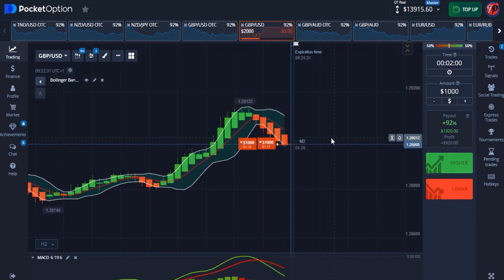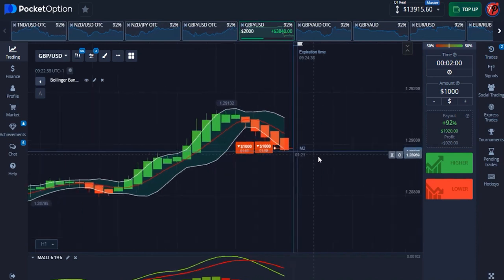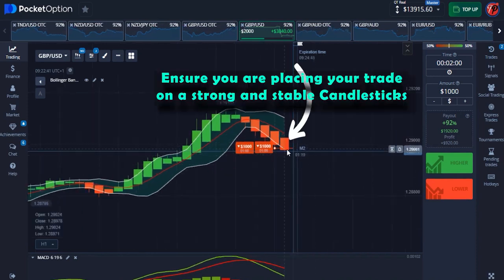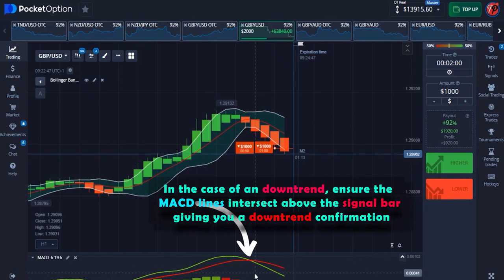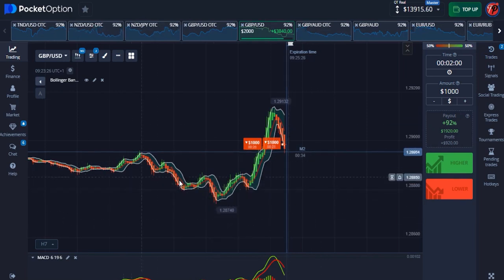But since you are going for a down trade, make sure that the candlestick is actually bridged below the down line of your Bollinger Band. So that's the number one thing. The second thing is to always make sure that you are placing the trade on a very strong candlestick. It's very important. With your MACD line this time around, you need to have it above the signal bar. Another thing to look at before you enter a trade with this particular trend is that you need to follow the trend in this scenario.